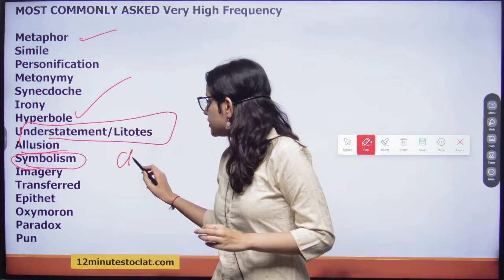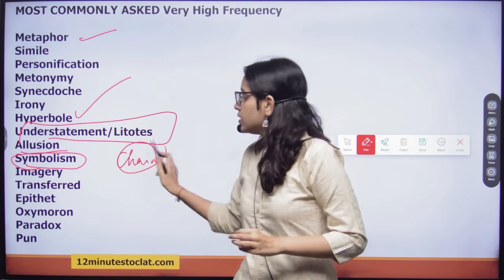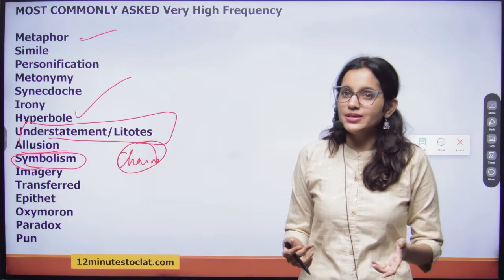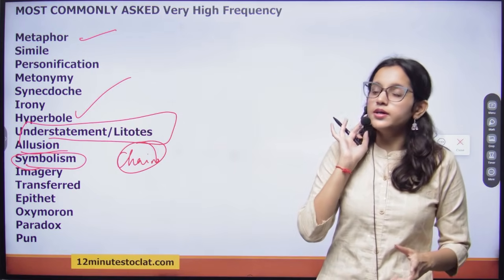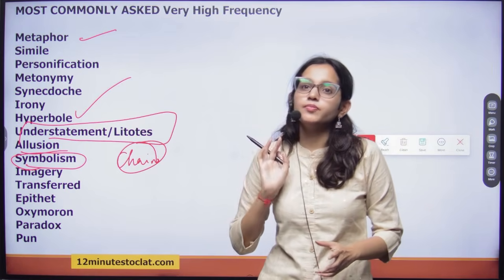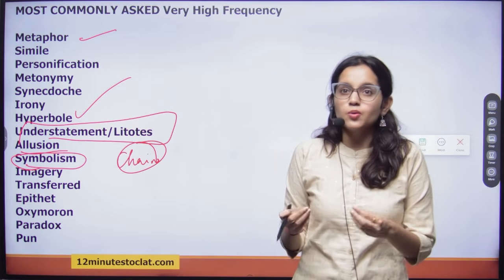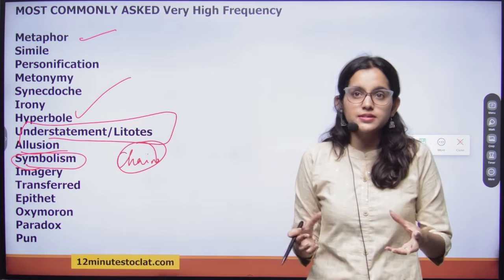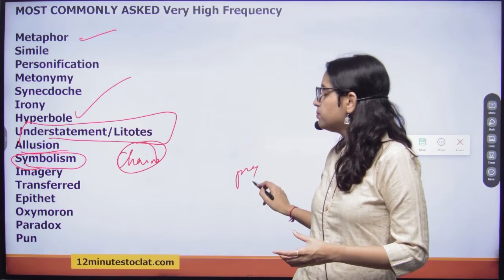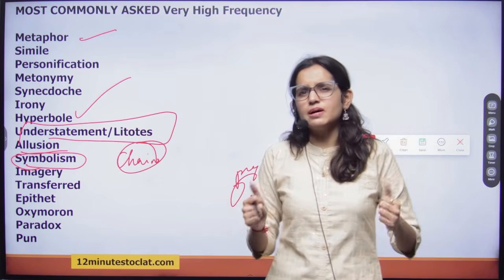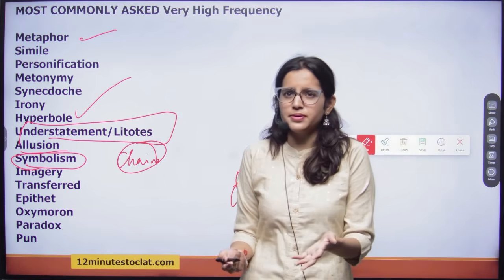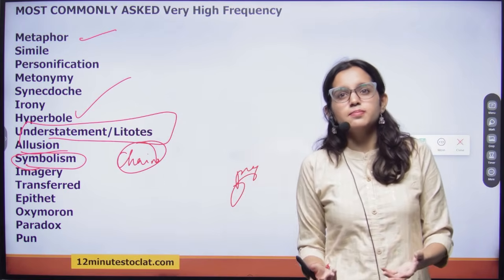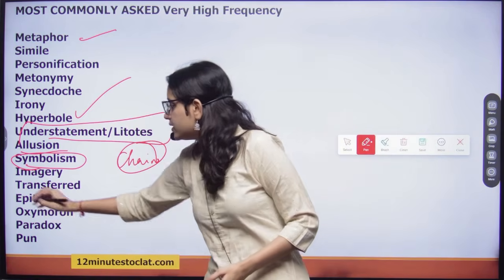For example, your chains show slavery. Or you can say the white dove, it shows peace, right? Now, has the dove got something to do with peace? Has she done something for peace? No, it's just a symbol, right? It's just a symbol that we use. After that, you have imagery.